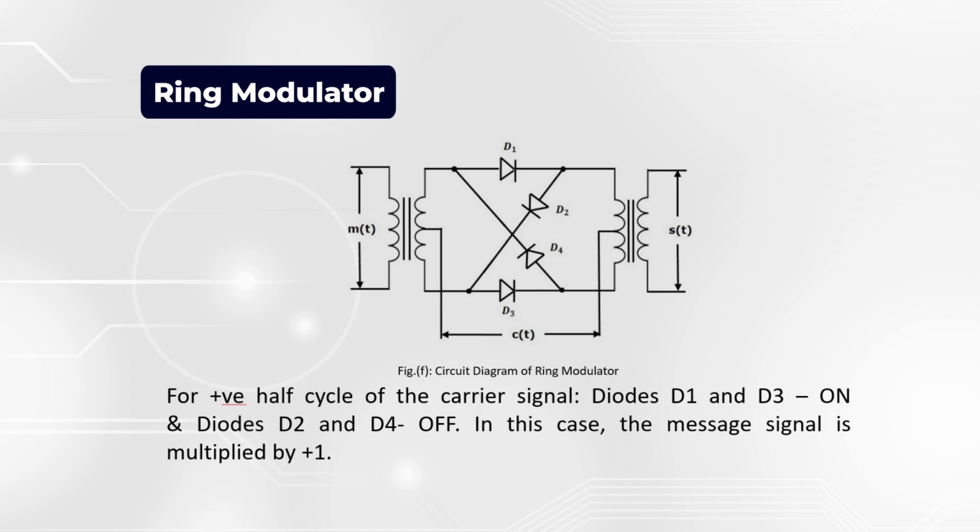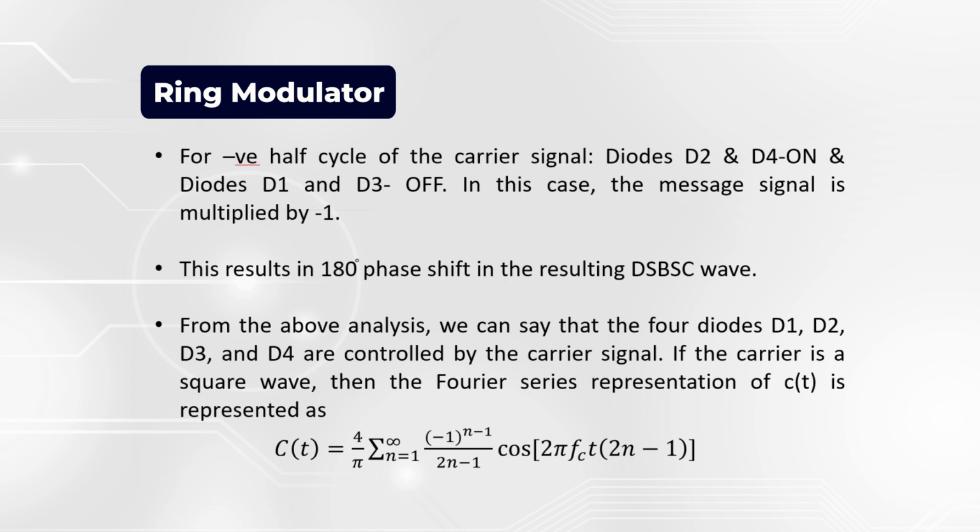For the positive half cycle of the carrier signal, the diodes D1 and D3 are on and the diodes D2 and D4 are off. In this case, the message signal is multiplied by +1. For the negative half cycle of the carrier signal, the diodes D2 and D4 are on and the diodes D1 and D3 are off. In this case, the message signal is multiplied by -1. This results in a 180-degree phase shift in the resulting DSB-SC wave.